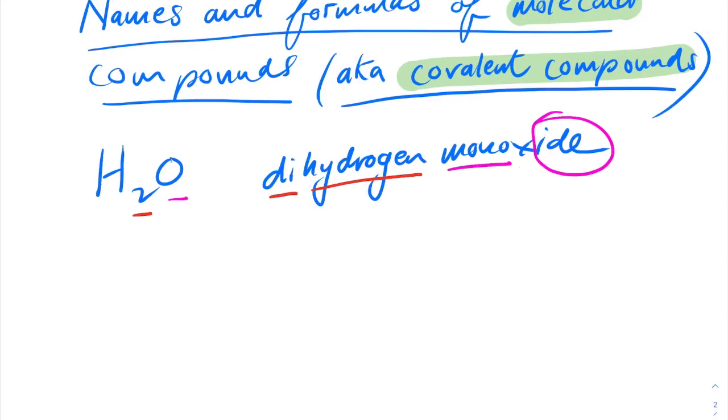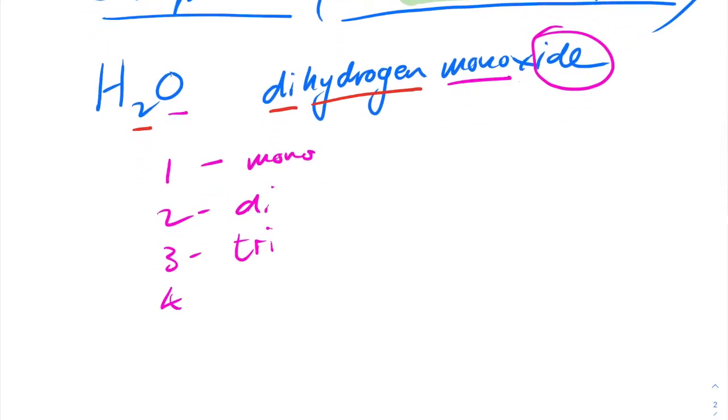When we write the name of a covalent compound, we write the first element down. We use prefixes to indicate the number of that particular atom, and the second element gets the suffix IDE. There are more prefixes that we need to know. 1 being mono, 2 being di, 3 being tri, 4 being tetra, 5 being penta. We can keep going. 6 being hexa.